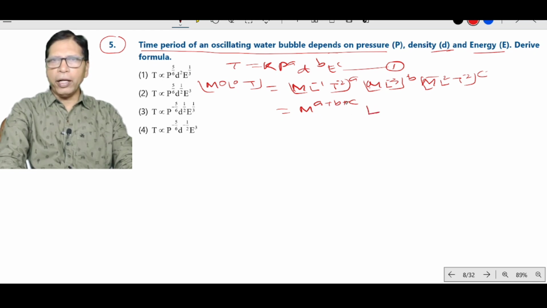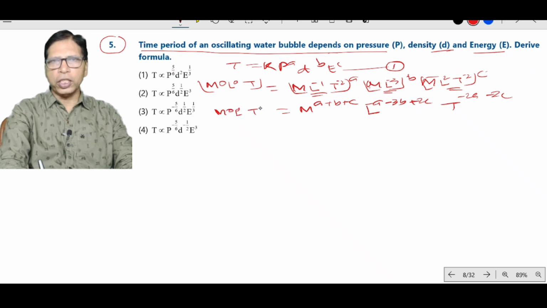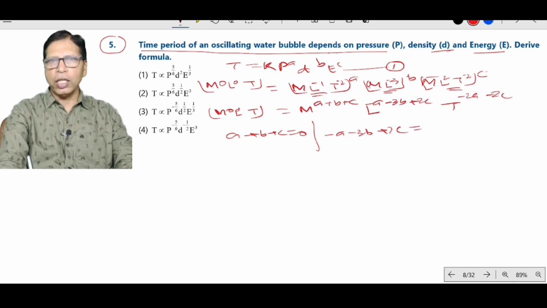For L, here the power of L is minus A, minus 3B, plus 2C. Look at this, the power of T is minus 2A, minus 2C. Now applying the principle of dimensional homogeneity, the power of M is equal to the power of M, therefore A plus B plus C equals 0. Power of L: minus A minus 3B plus 2C equals 0, and minus 2A minus 2C equals 1.